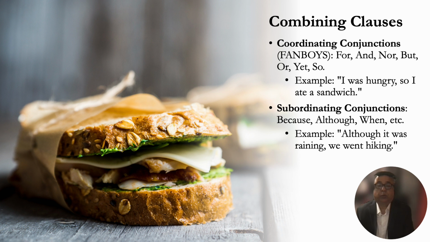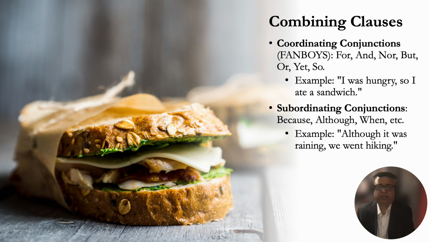Okay? Now, subordinating conjunctions. These are words such as because, although, when, okay, etc. So an example of a subordinating conjunction is although it was raining. Now remember that is a dependent clause because it's incomplete. It needs something else to complete meaning. Although it was raining, comma, we went hiking. Now we went hiking is a complete thought. That is an independent clause. All right? Although it was raining, we went hiking.